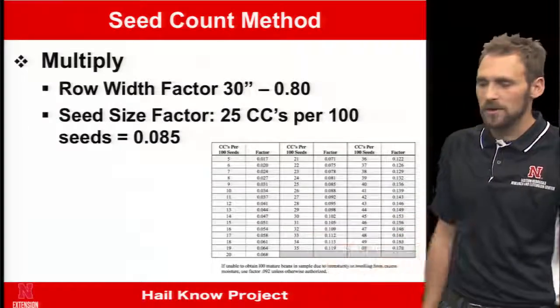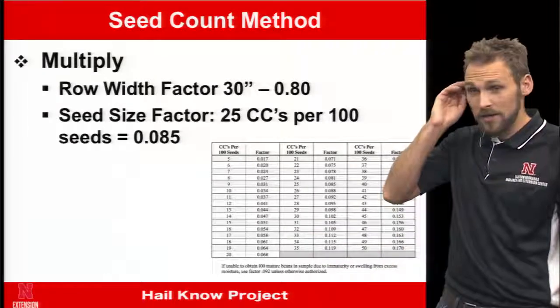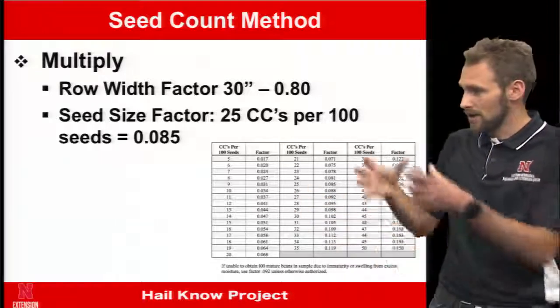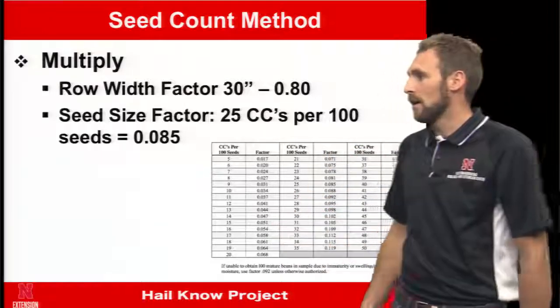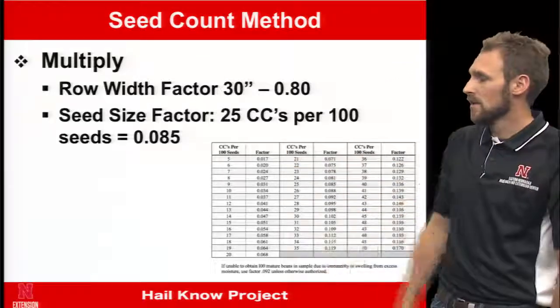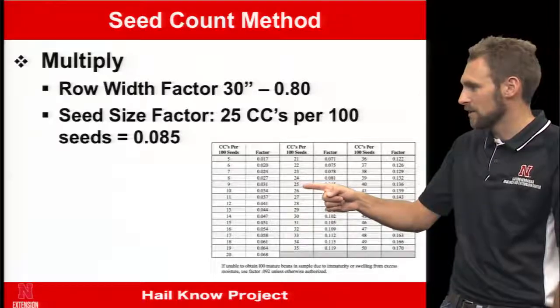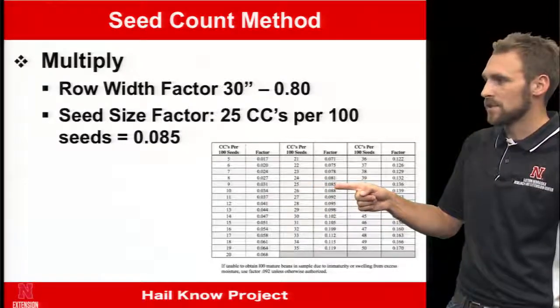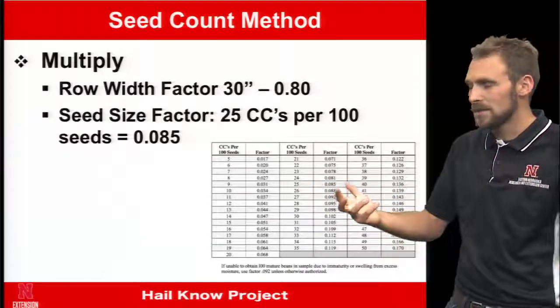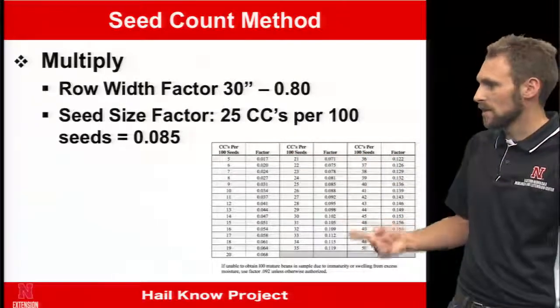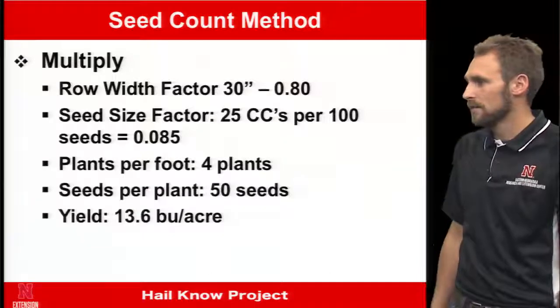Seed size factor, so as an example, we got 25 cc's for 100 seeds. So we take 100 seeds, dump them into a cylinder. They filled up 25 cc's, and so if we go on to our 25 cc's here, which is right here per 100 seeds, we've got a 0.085. So just collect 100 seeds out there, dump them into that cylinder, record the number of cc's that are there, use this chart for that factor.